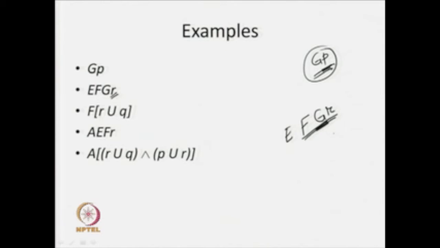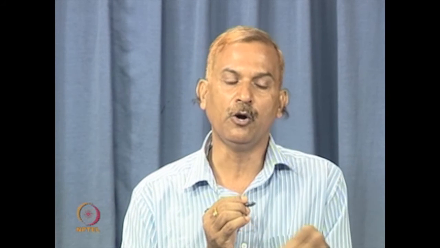A formula will be a CTL formula provided each temporal operator is preceded by a path quantifier, and with the help of this path quantifier we will say that CTL formulas are state formulas. We are going to talk about the truth values of a CTL formula over a state.